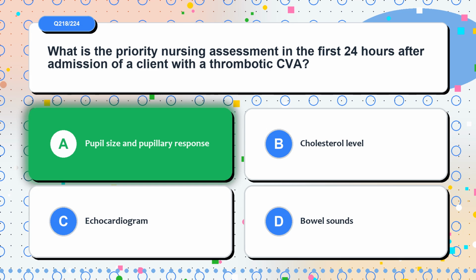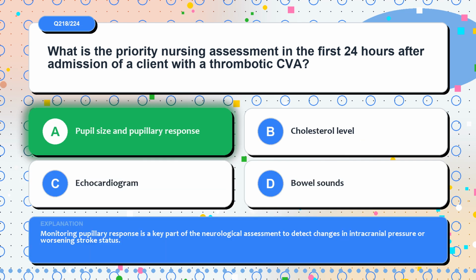The correct answer is option A, pupil size and pupillary response. Monitoring pupillary response is a key part of the neurological assessment to detect changes in intracranial pressure or worsening stroke status.